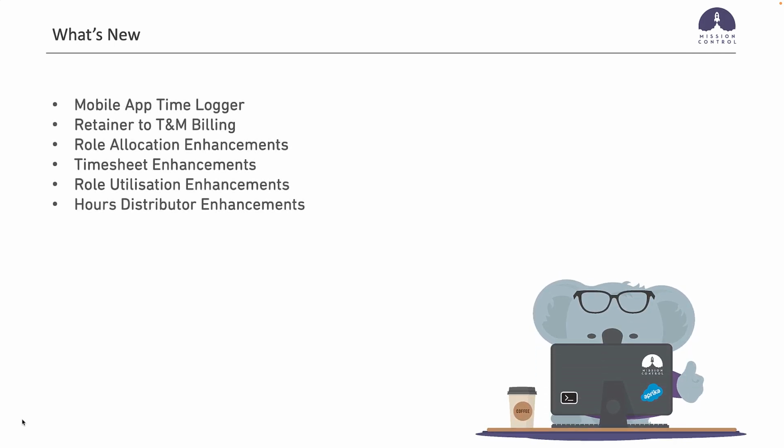Okay, so what's new? We've enhanced the time logger to make it more mobile friendly when being used on the Salesforce mobile app, or as a community user logging in through a mobile device. We've also added a new billing type that allows you to manage retainer and T&M in one project. We've made a few enhancements to role allocations, a few enhancements to the timesheet and role utilization report, and the hours distributor.